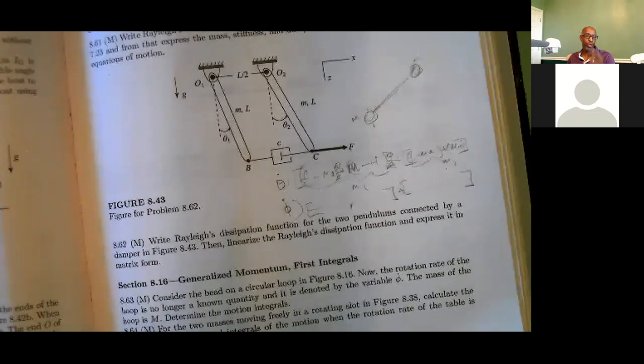And in that problem, there were also 2 generalized coordinates. It was a U1 and a U2. And you do everything for U1, which I think in that case was V, and everything for U2, which in that case was, I think, theta dot. So you'll see both of those.